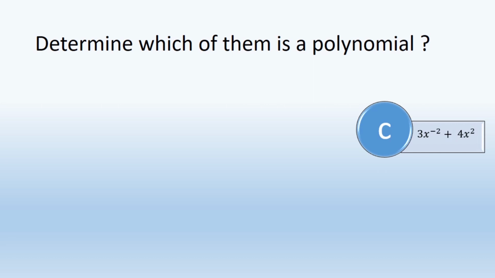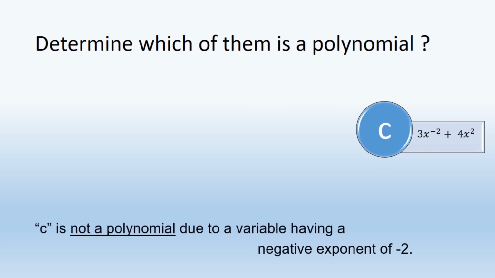C, however, is not a polynomial due to a variable having a negative exponent of -2. Recall that in the definition of a polynomial, powers or exponents or degrees of a variable should always be positive.